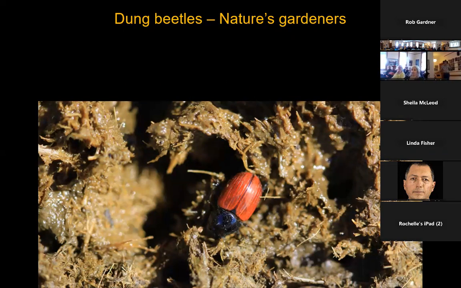Although this guy, Onthophagus taurus, is the European import. They were able to figure out that he arrived in North America on a boatload of cattle from Britain in 1897 in a harbor in Boston. And it has traveled across North America now and is probably one of the most ubiquitous dung beetles you can find.